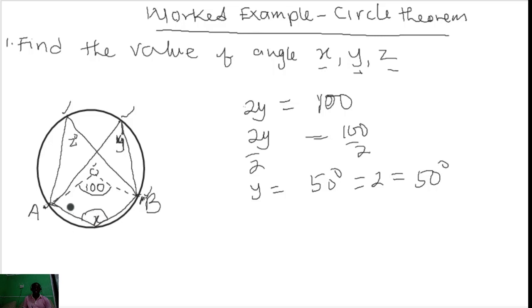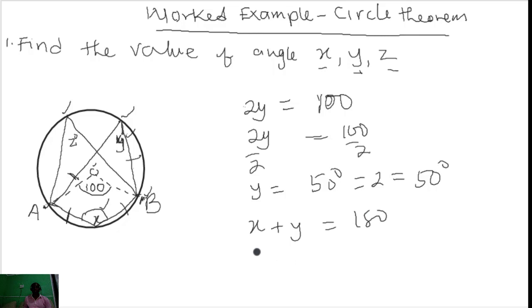So the angles at this side, that side, this and that form a cyclic quadrilateral. It's a four-sided figure: 1, 2, 3, 4. Therefore, opposite angles sum up to 180. The opposite angles sum up to 180. So x plus y will give us 180.